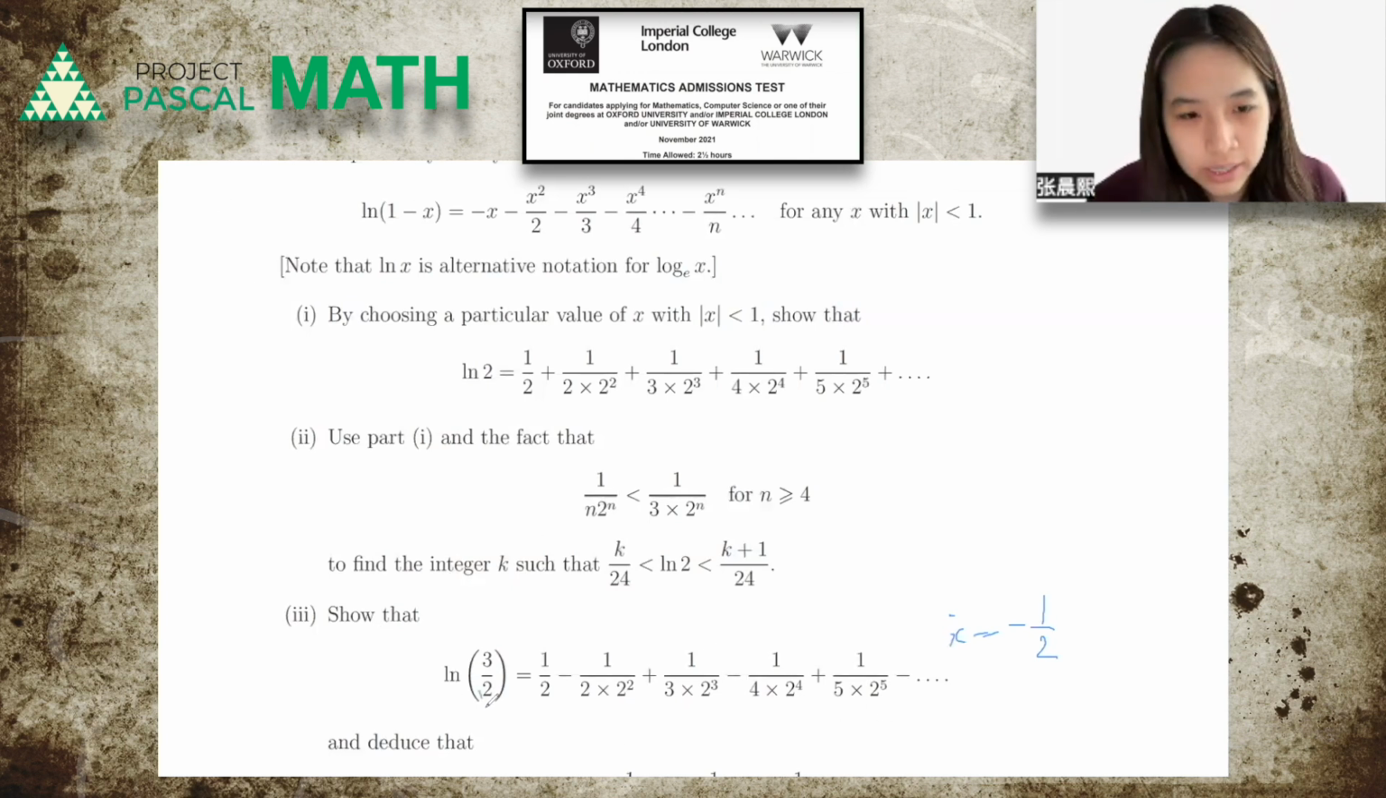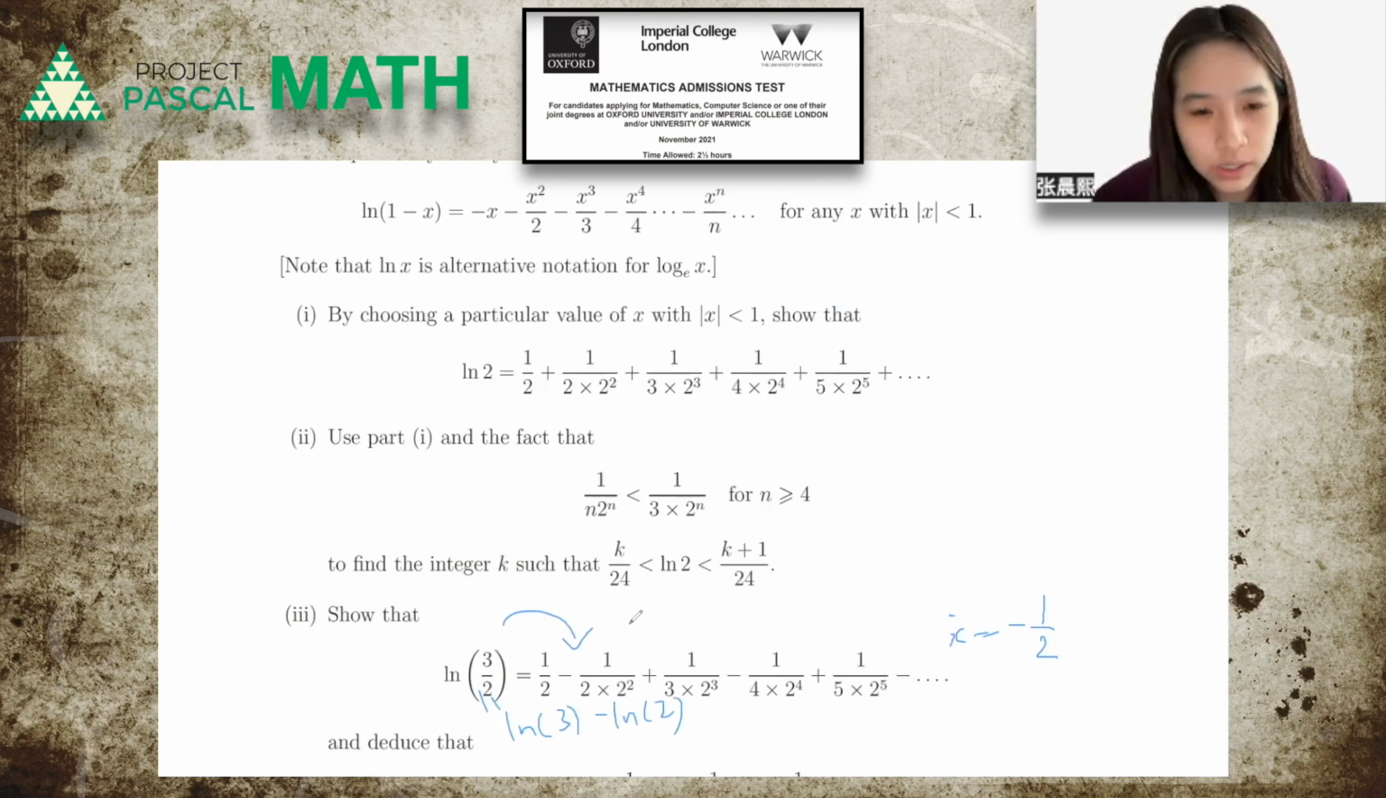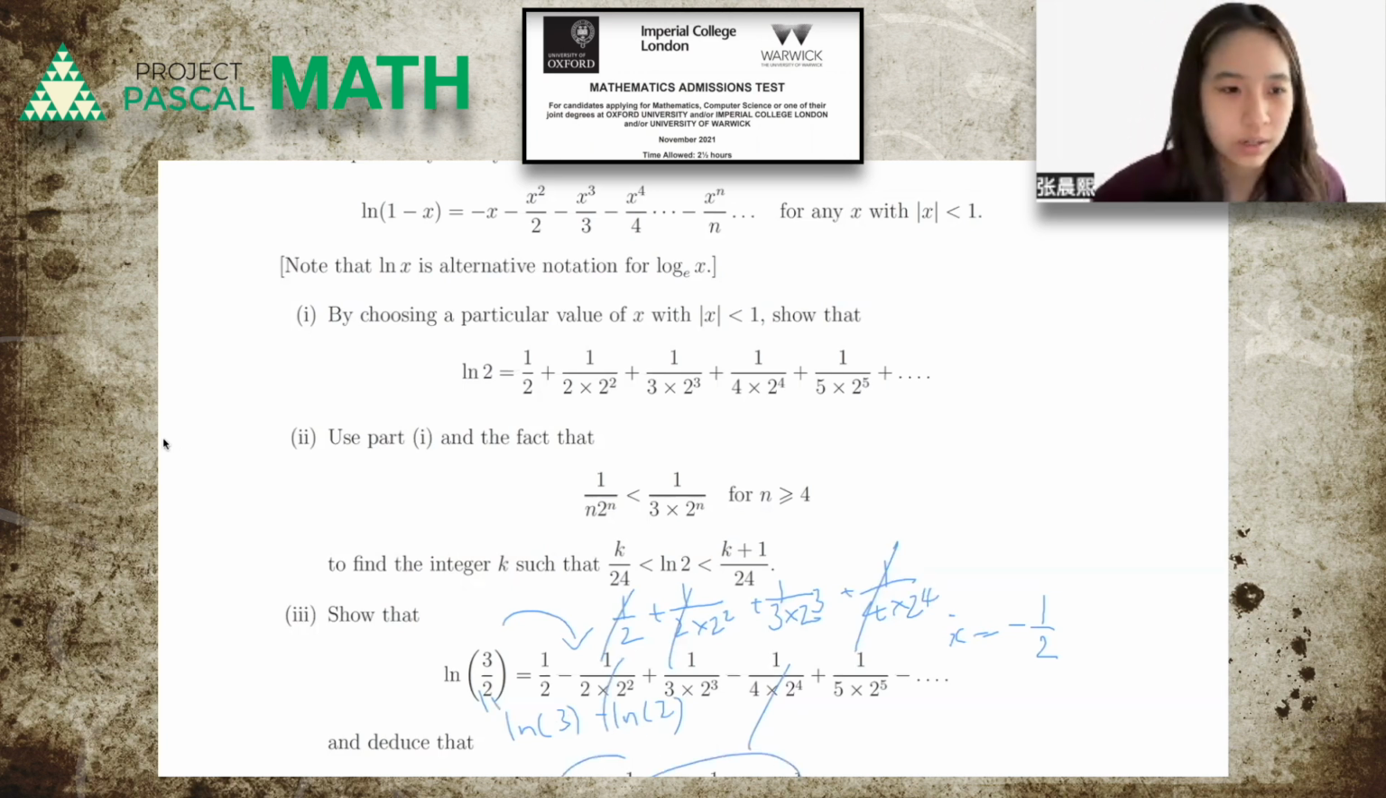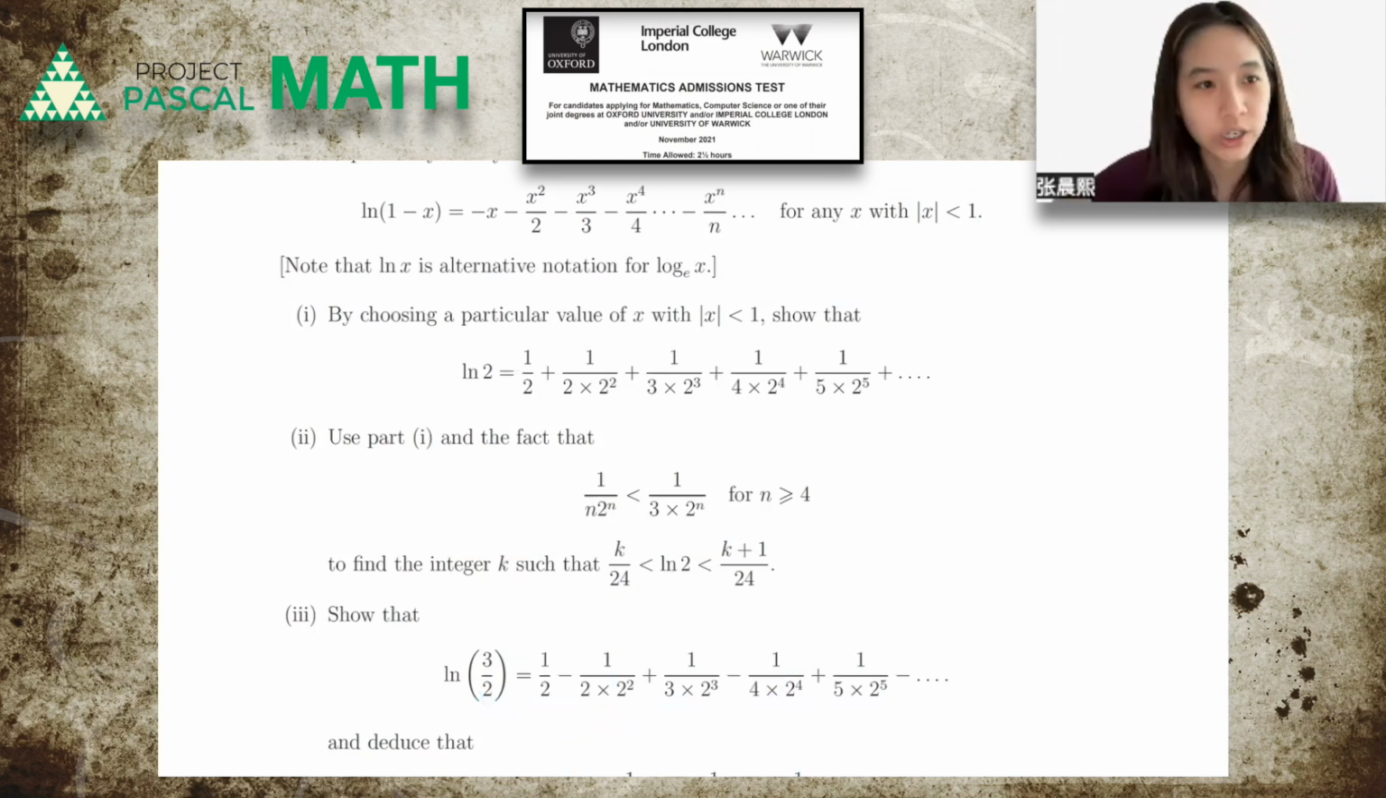Now for part I, show that this is true. Sub in x equals to half over 2 and deduce that the bottom is true. So this is equal to ln 3 minus ln 2. You add ln 2 to this side, so it's half plus this thing plus this thing plus this thing. All the even terms sort of cancel out, and that leaves only the odd terms. It's a pretty nice question.